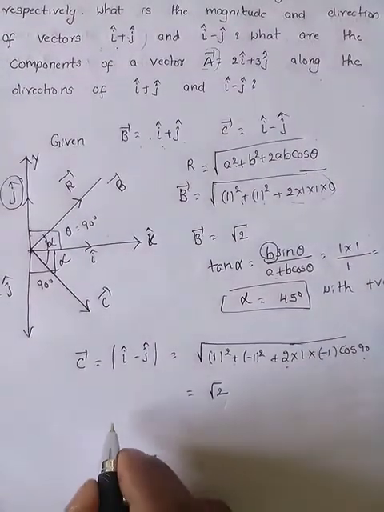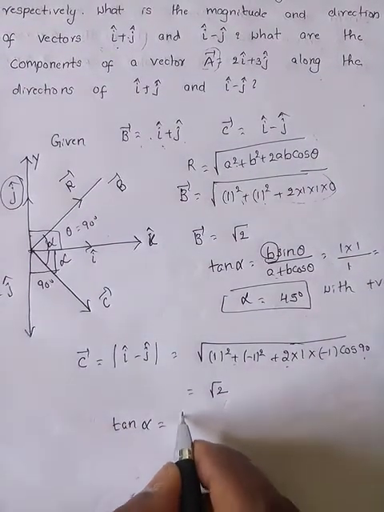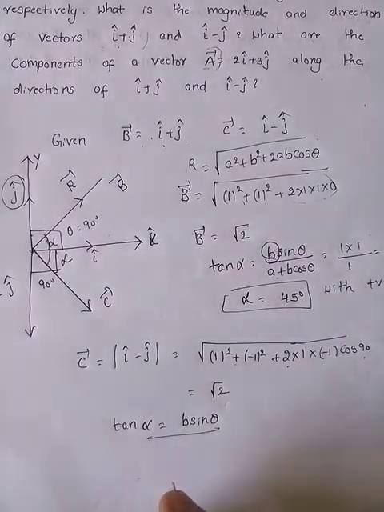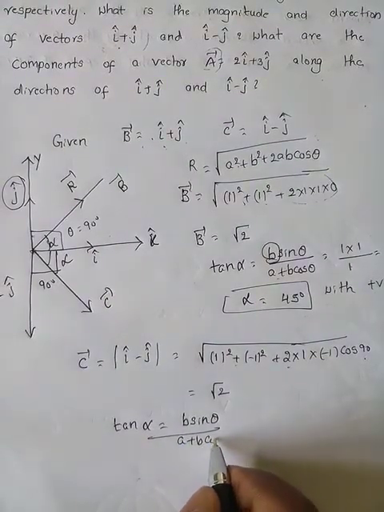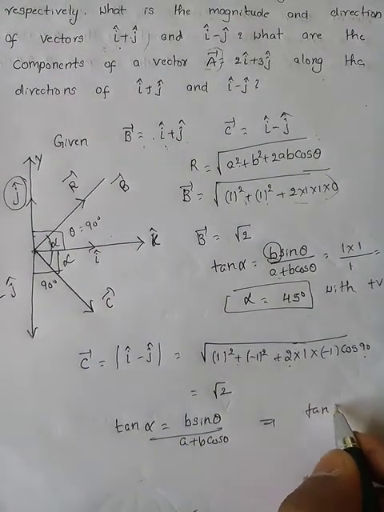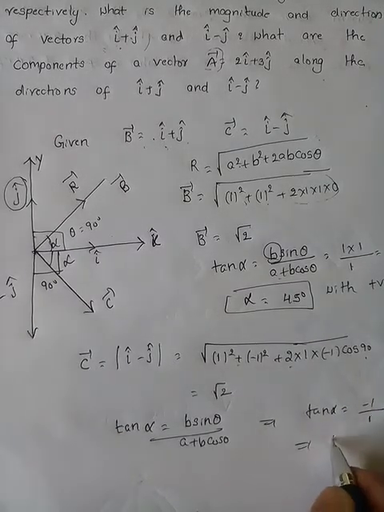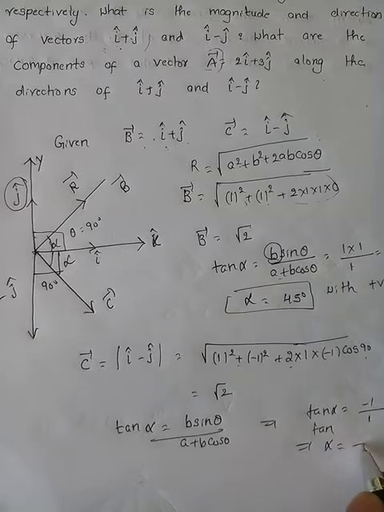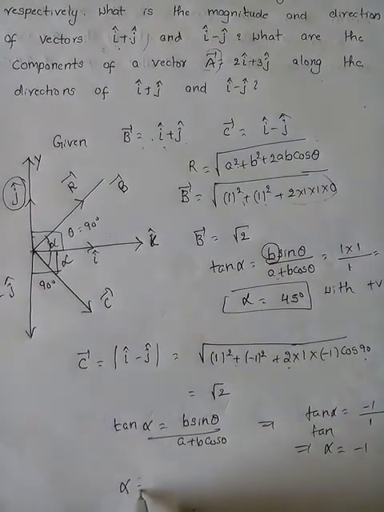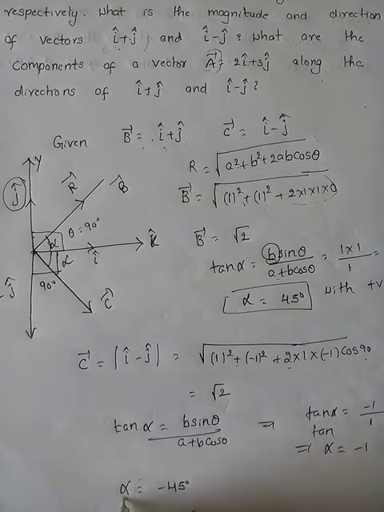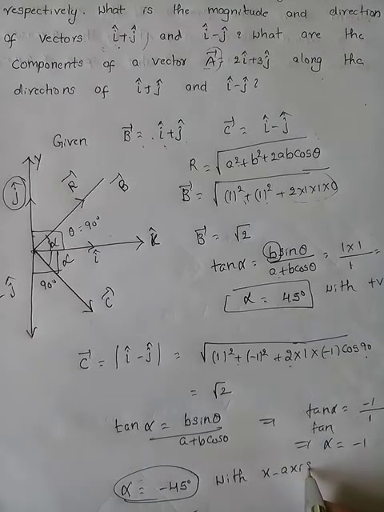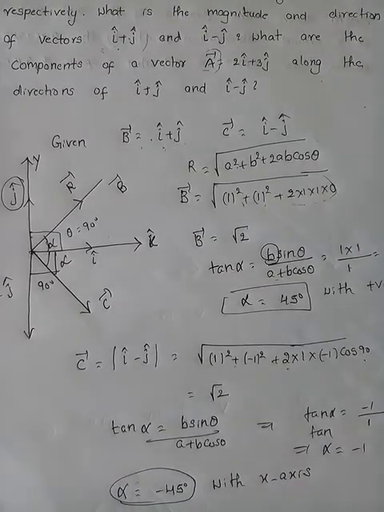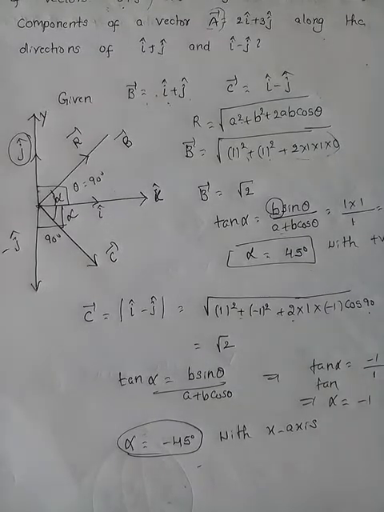Let us see what is the direction. Tan alpha is equal to b sin theta by a plus b cos theta. So tan alpha is equal to what? Minus 1 by 1. Tan alpha is equal to minus 1. So what can you write here? Alpha is equal to minus 45 degrees with x axis, because it is making an angle in opposite direction. That's why we are representing it as minus 45 degrees with x axis or 135 degrees with x axis. Both are the same. Next one.